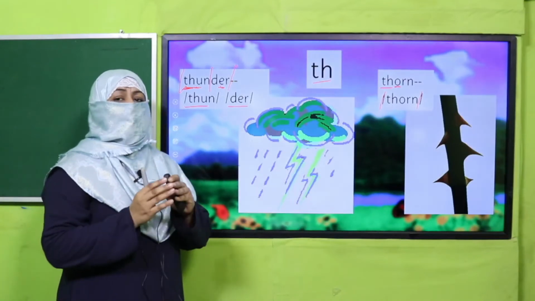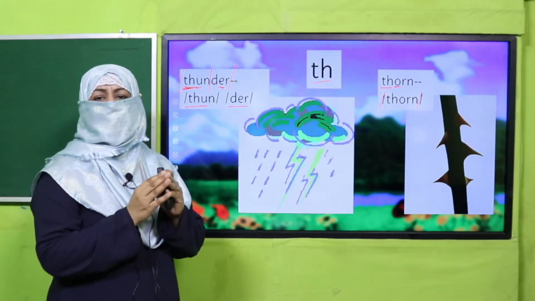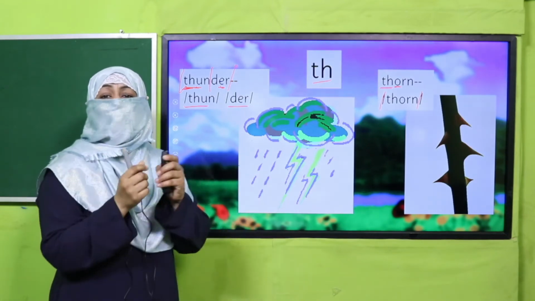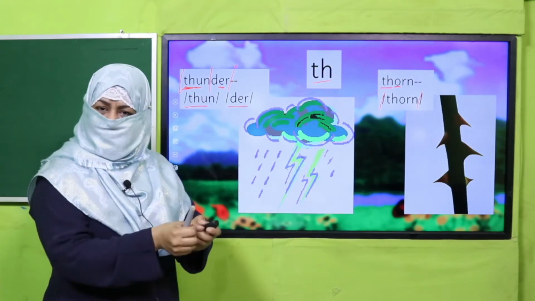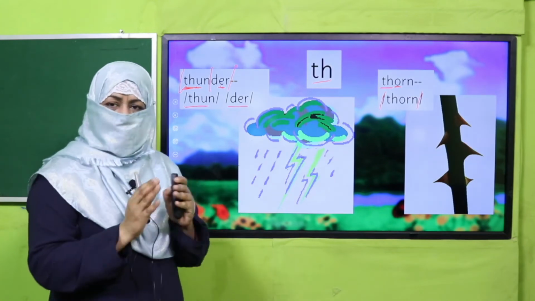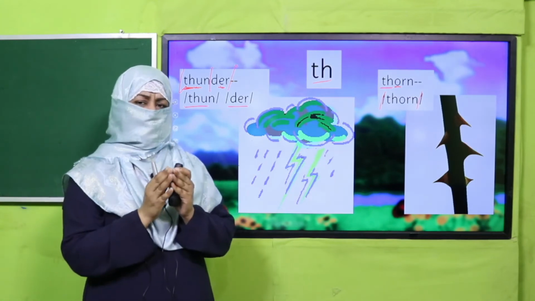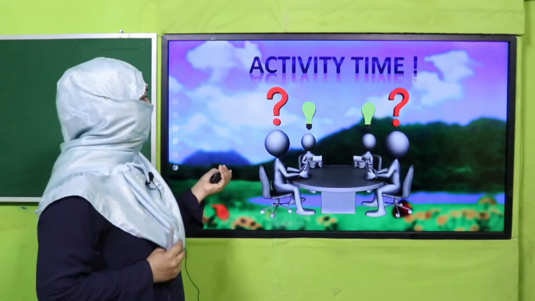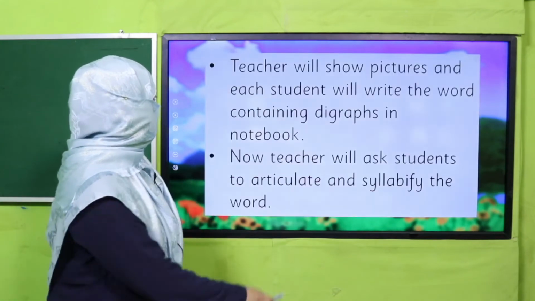Good job, beta. Previously we were practicing syllables and digraphs separately. Now we have to merge them and practice them together, right? So are you done with it? Are you clear with the concept? Okay, then I'm going to check it through an activity. Are you ready for that? It's a very interesting activity. What are you going to do?